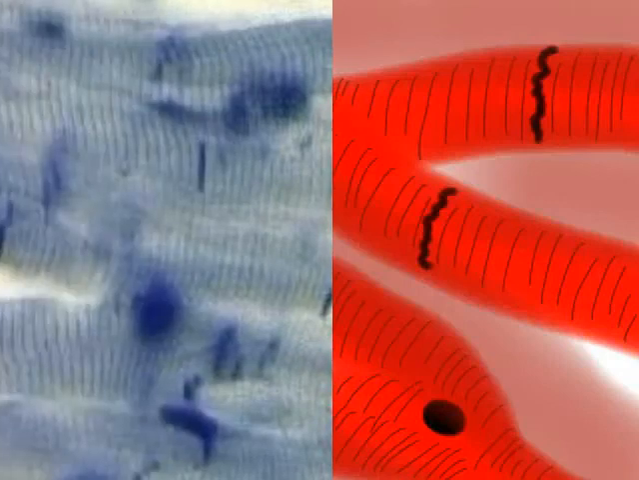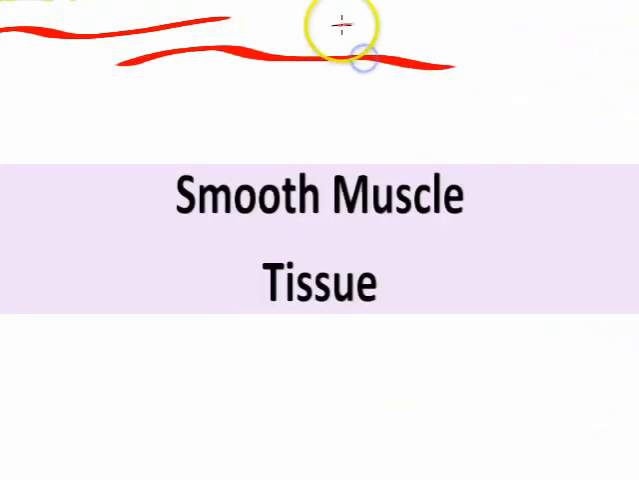In this micrograph of cardiac muscle, you can see the dark, bold vertical lines indicating the intercalated discs. Our final muscle tissue is smooth muscle. Smooth muscle is involuntary muscle, which, like cardiac muscle, is not under conscious control.